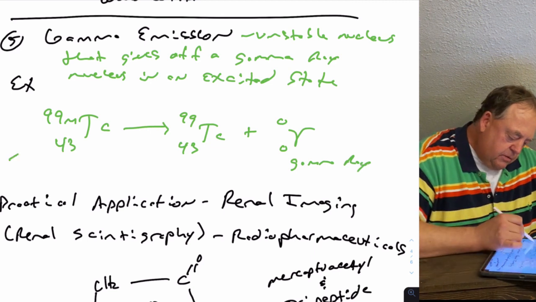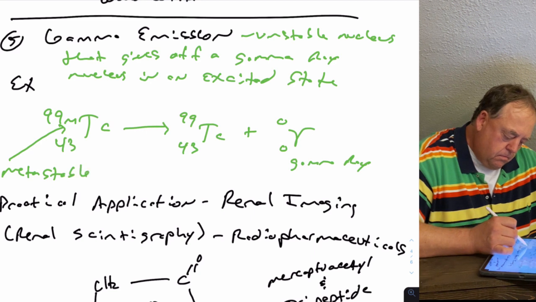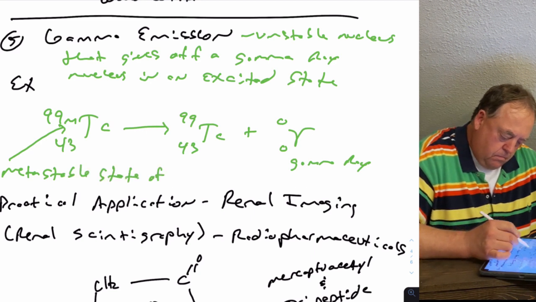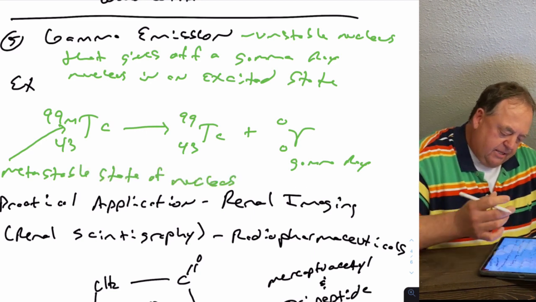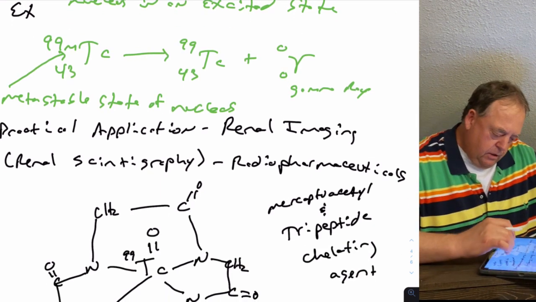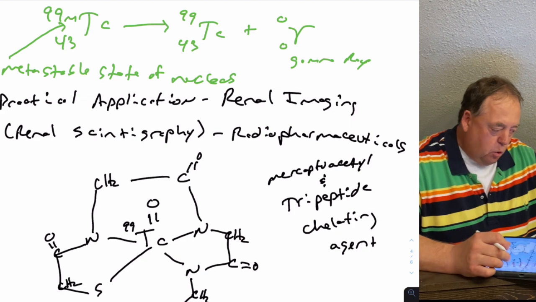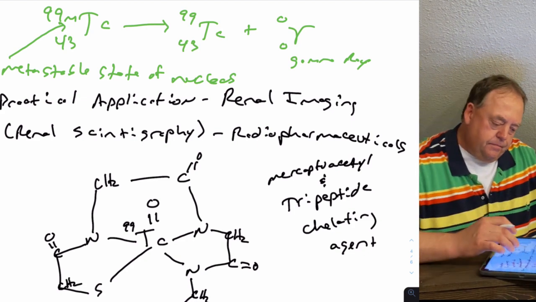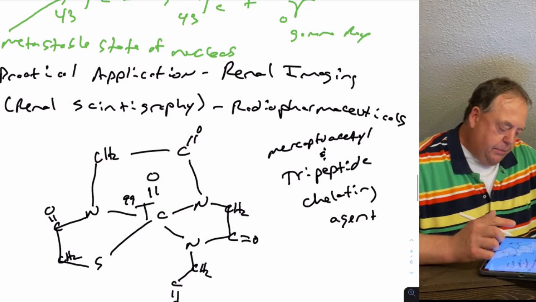So the M stands for metastable. It's a metastable state of the nucleus, so it's a nucleus in some excited state. And we won't go into more details of what that means. Okay, so this has medical applications as well.